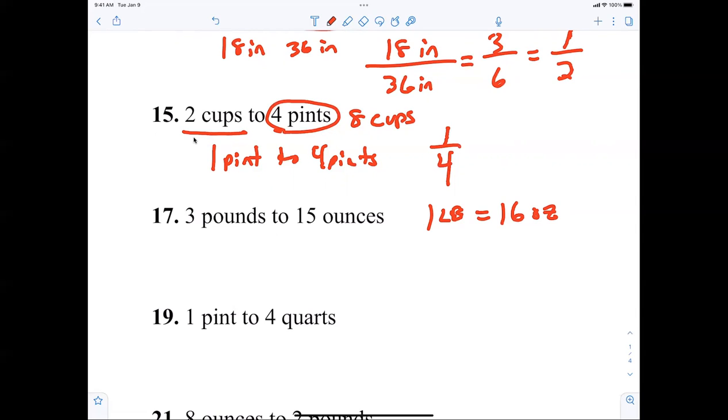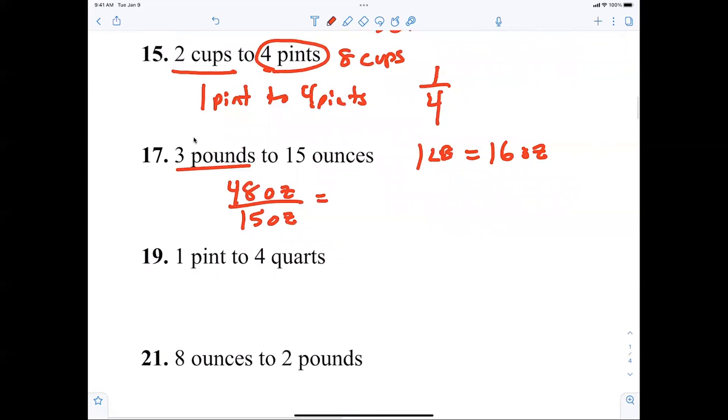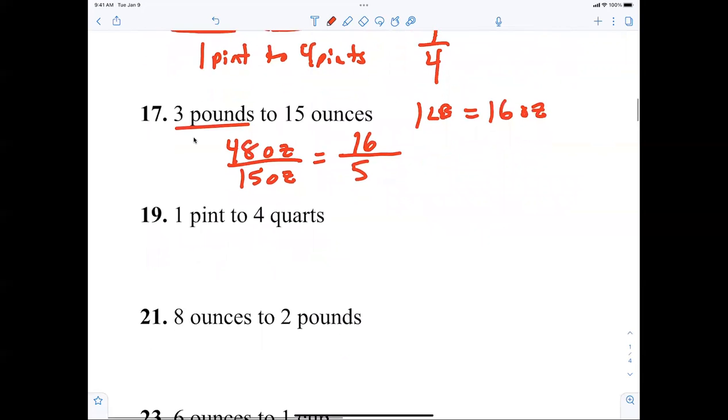If I have 3 pounds, then how many ounces do I have? 48, right. So I need everybody to put 48 ounces to 15 ounces. And now go ahead and reduce that for me, Lee. 16. Yes. 16 over 5. Very good. All right, next.